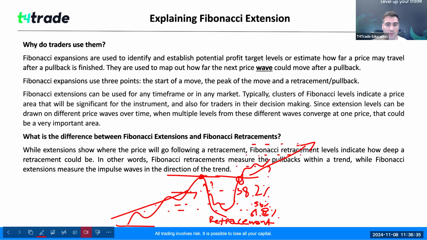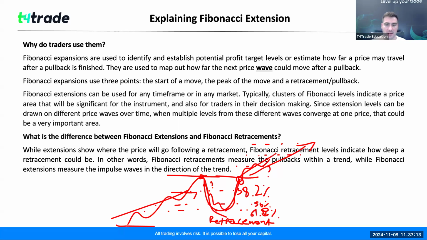Now we're looking for where the price action is going to stall next by using the Fibonacci tool. So again, a rough, ugly illustration by my handwriting of how we use the Fibonacci extension and why it is important. Fibonacci expansions are used to identify and establish potential profit target levels or estimate how far the price action may travel after the pullback is finished, and they are used to map out how far the next price wave could move after the end of a pullback.